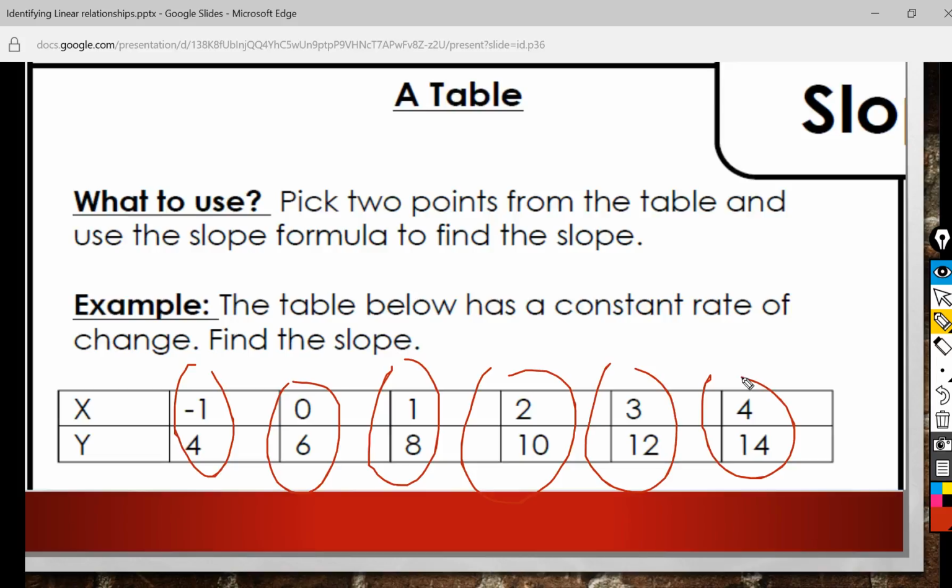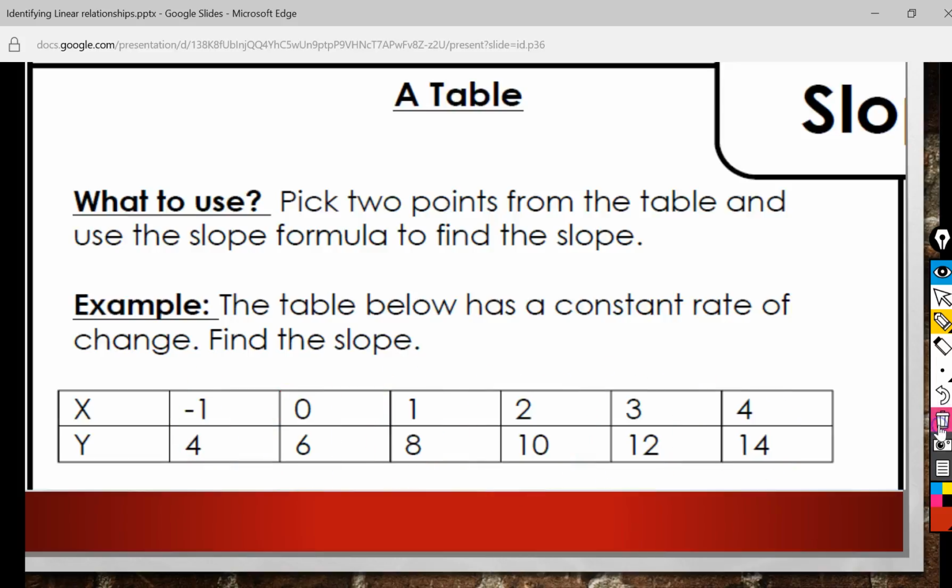So again, you can use any 2 points. Let's use these 2 points right here, 4 and 14, 2 and 10. And you don't even have to remember the subscripts, the little numbers next to the x and y's. If that confuses you, don't even think about it that way. Slope is just change in y coordinates over your change in x coordinates. No matter which order you do it in, you'll always get the same answer.